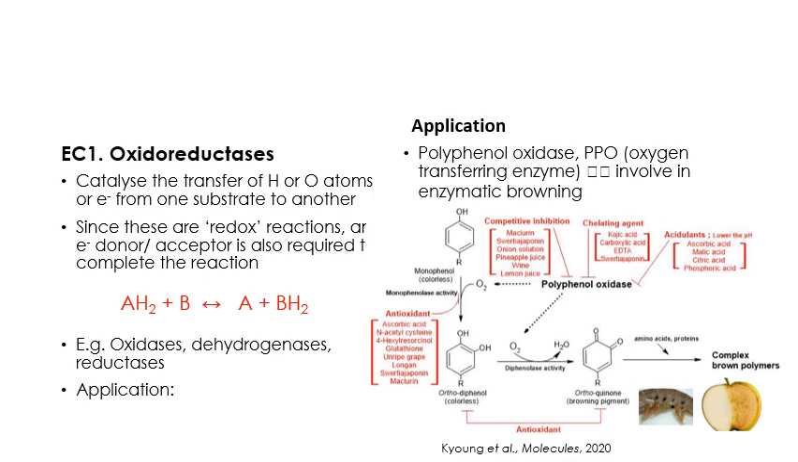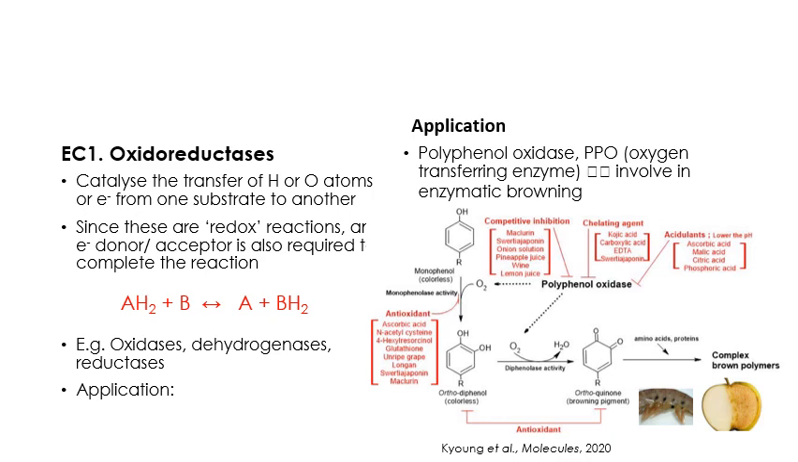So what happens in this enzymatic browning is that you have monophenol, which is colorless, in your food. Then the monophenolase activity will further catalyze the reaction to form orthodiphenol, which is still colorless, but then you have the diphenolase activity, a redox reaction, where this then transforms into orthoquinone, which is the browning pigment.